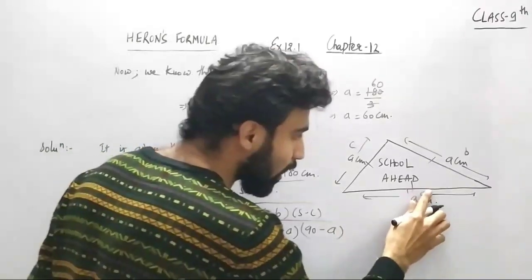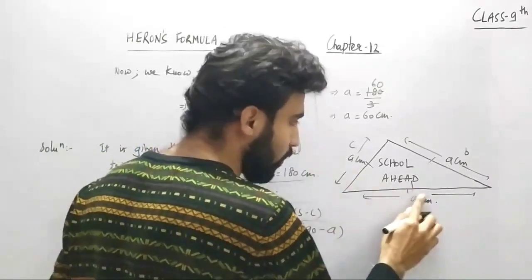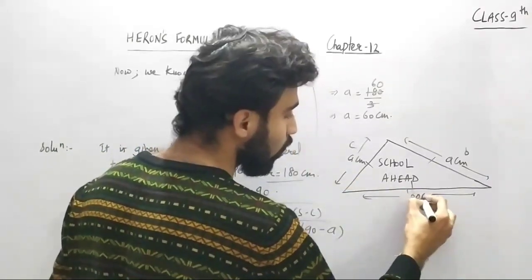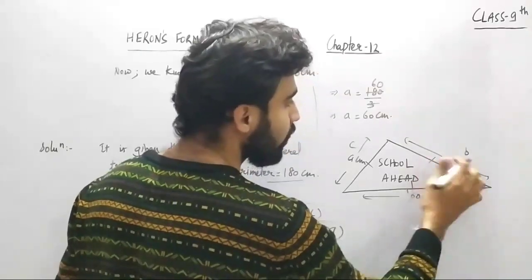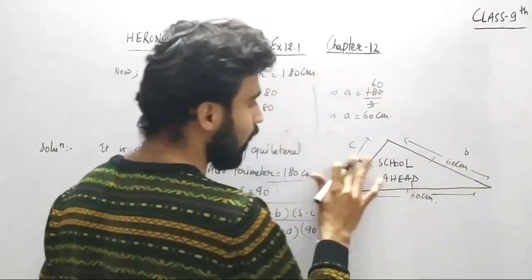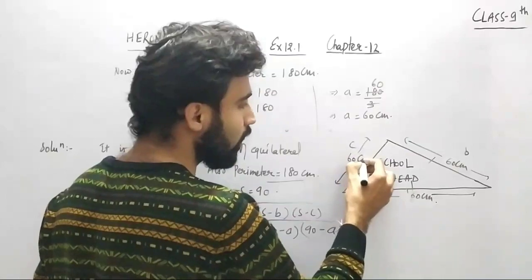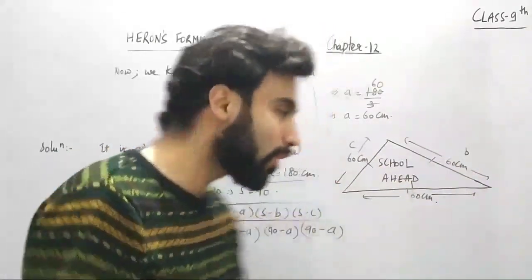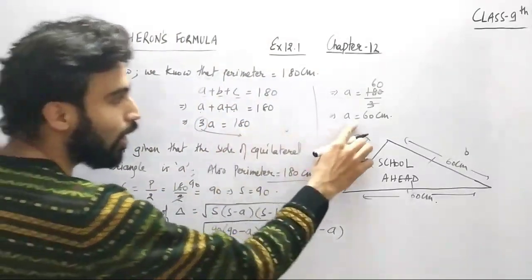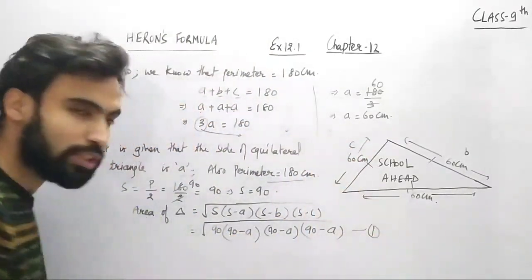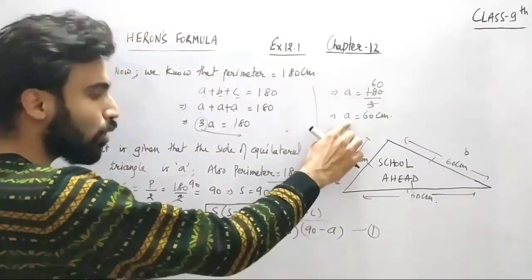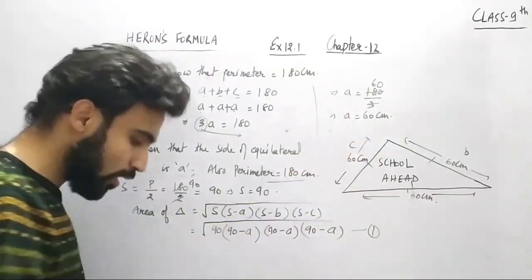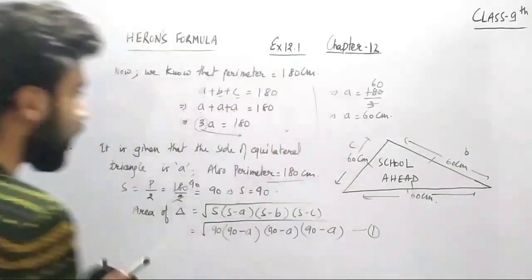That means these three sides you have, you can see this is also 60 centimeter, this is also 60 centimeter, and this is also 60 centimeters, right? So here we have all three sides. Then let me just substitute the value of a. If I just give this as equation number first, so I'm going to substitute the value of a into this, right?